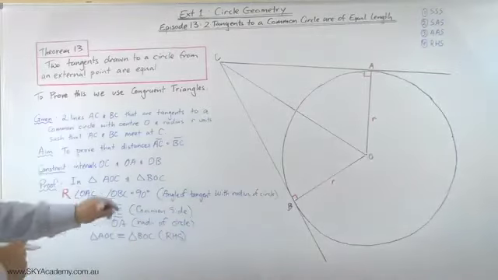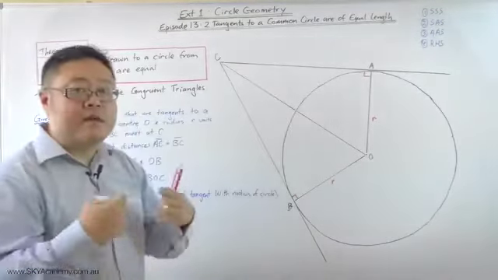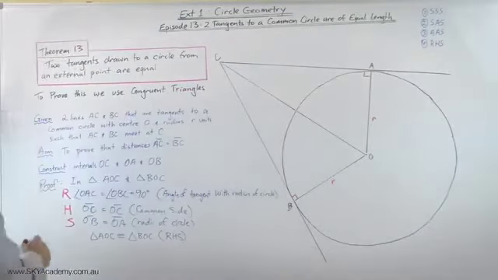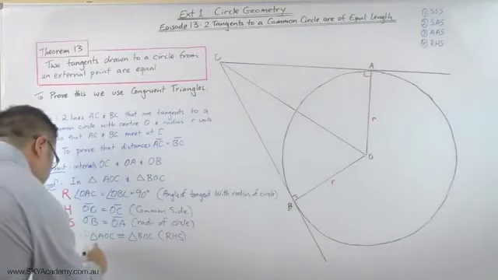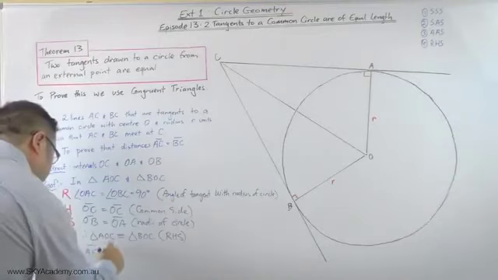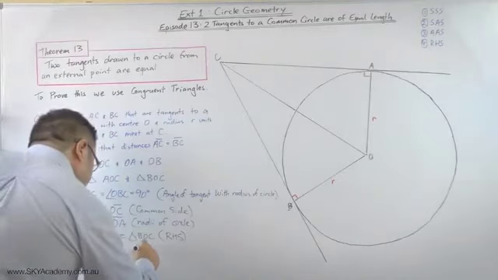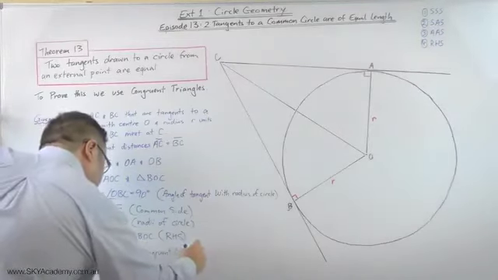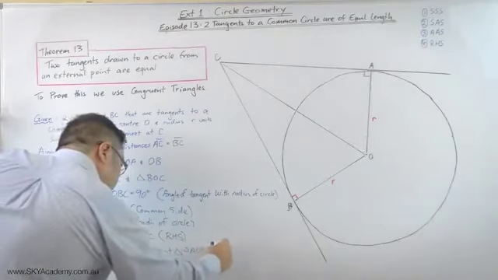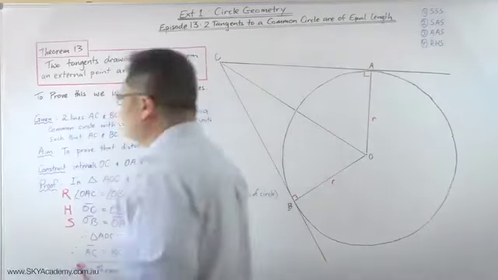Now, because these two triangles are congruent to each other, we can then go that extra step and say AC is equal to BC, and the reason why is congruent triangles: triangle AOC is congruent to triangle BOC. Therefore, theorem 13 is proven.